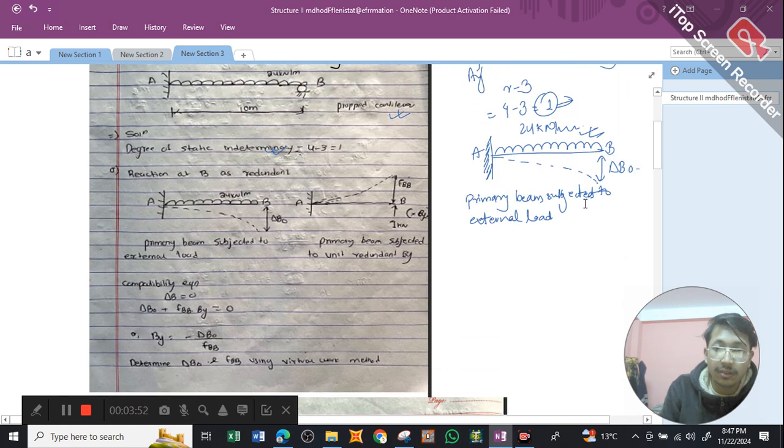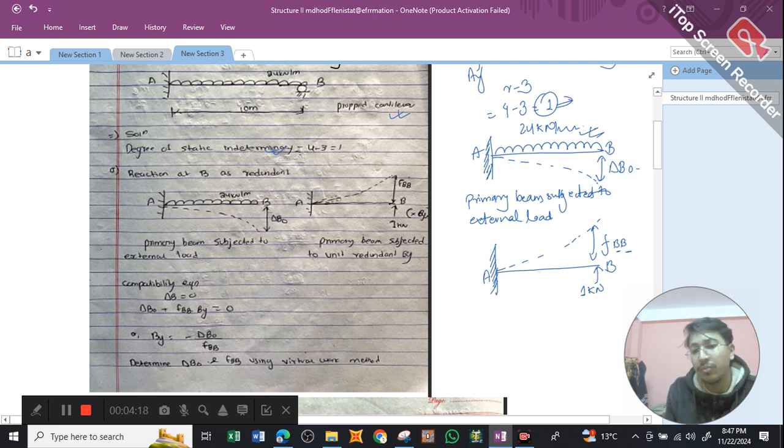We'll have another case scenario where we will remove that external load and apply a unit load of 1 kilonewton at point B. In that case we'll have a deflection in this manner, which is denoted as f_BB, which is the deflection at point B due to unit load at point B. I've already explained this in the previous video. If you watch the previous video and then move on to this problem, it will be much easier for you to visualize and have your concept clear.